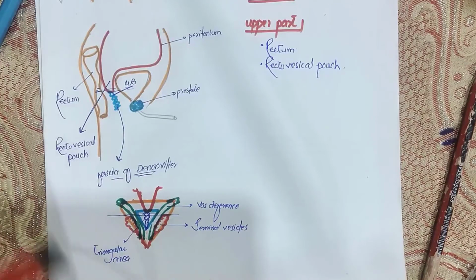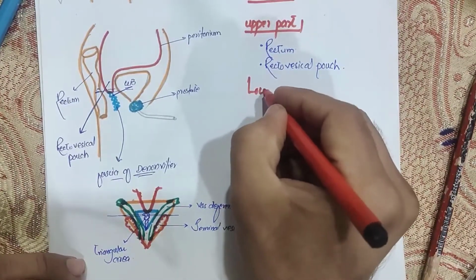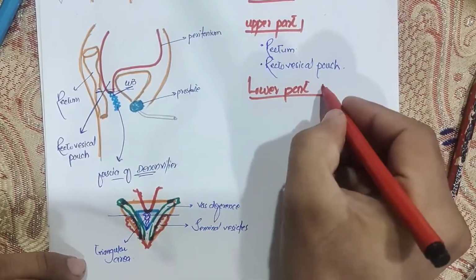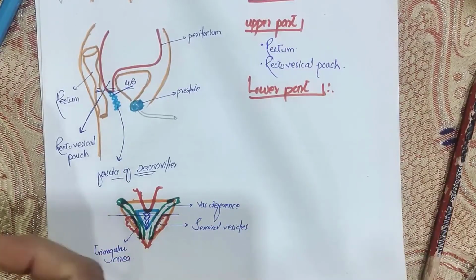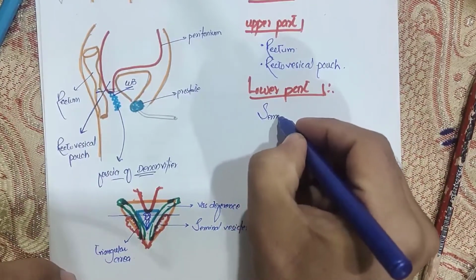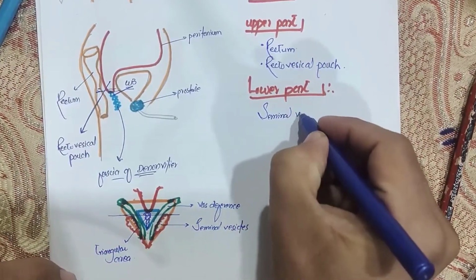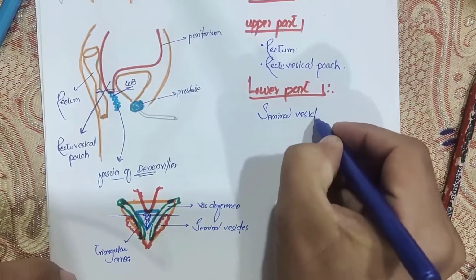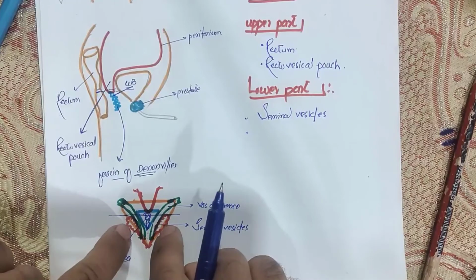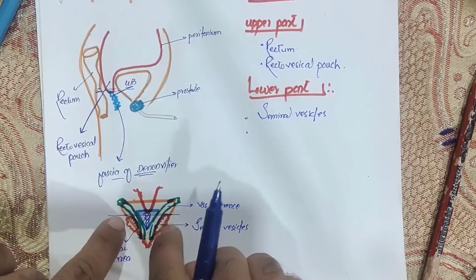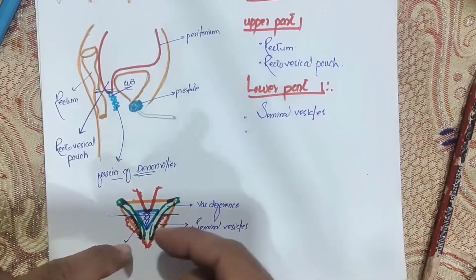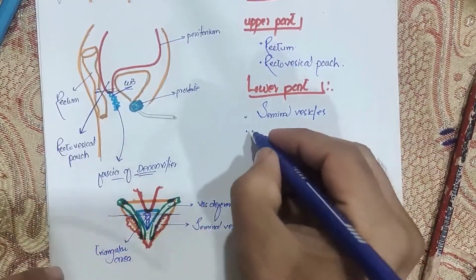And then the relations of the lower part of base of urinary bladder in case of males, what is there? Very easily, there are seminal vesicles. So seminal vesicles are there, we know them. Look here, these are two seminal vesicles. So they are present in the lower part of the base of the urinary bladder. Then there is the lower parts of the vas deferens.